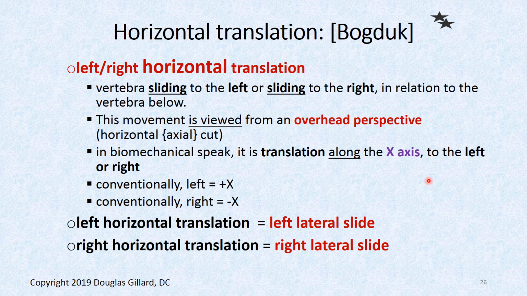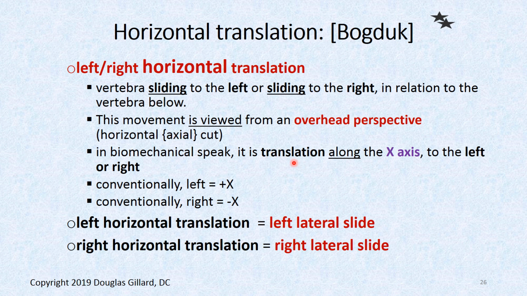That means that the vertebra is sliding to the left or sliding to the right. It's in relationship to the vertebra below as you observe from above. The movement is viewed from an overhead perspective, so that's a horizontal or axial. And we're going to get in trouble with this. We're not going to, but biomechanics are going to get in trouble with that word later on.